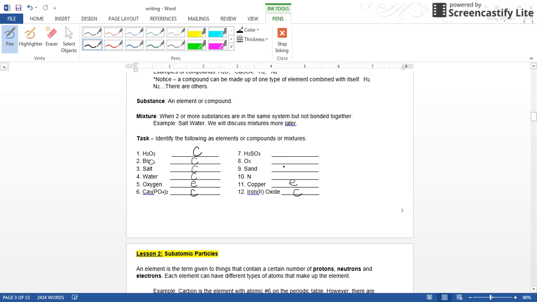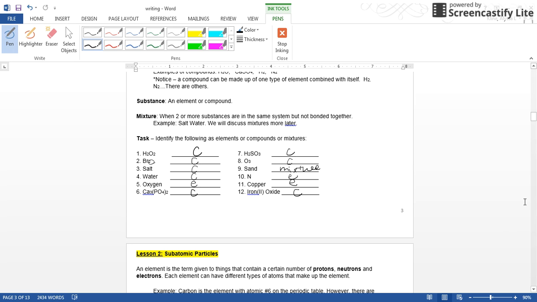Copper is an element. When we look at something like H2SO4, or I should say H2SO3, there's more than one element there, so obviously that has to be a compound. O3 is a compound, since there's more than one oxygen. Sand would be a mixture. You can't really write a formula easily for it, so it has to be a mixture. And nitrogen would be an element as well.